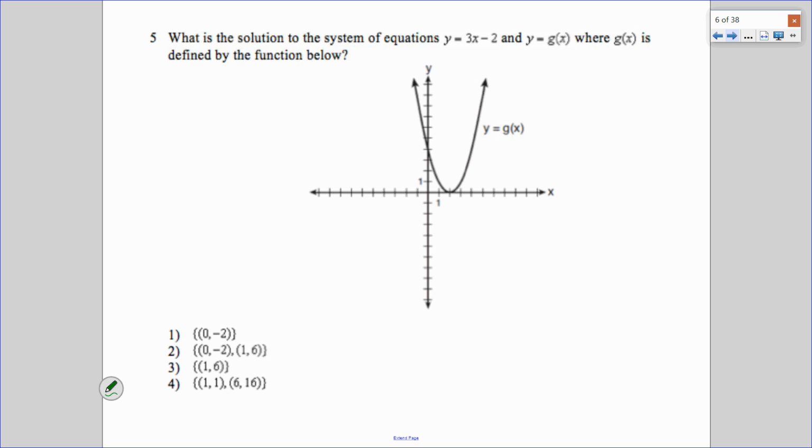Moving along. What is the solution to the system of equations y equals 3x minus 2 and y equals g of x, where g of x is defined by the function?